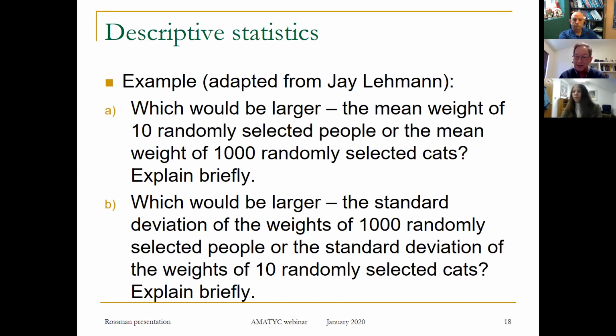Why do lots of my students pick cats? I think it's because of the sample sizes. I think that many of my students think they've learned that a larger sample size means a smaller standard deviation. They probably think I said that in class. I promise you I never said that in class. What I said was a larger sample size produces a smaller standard deviation of a sample mean, or of a sample proportion, or of some sample statistic like that. But here we're talking about the standard deviation of the weights, not about a sample mean weight or sample anything, but of the weights themselves.